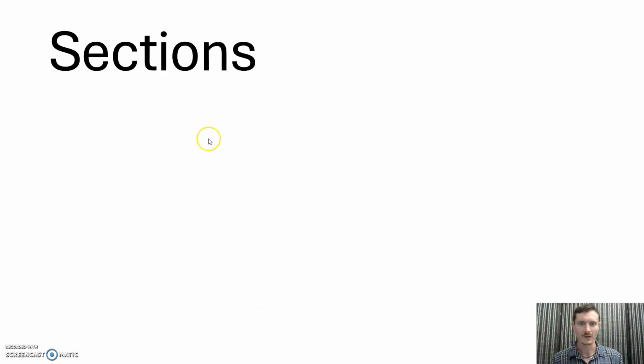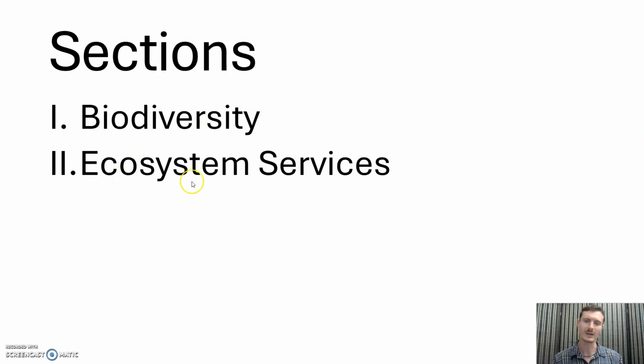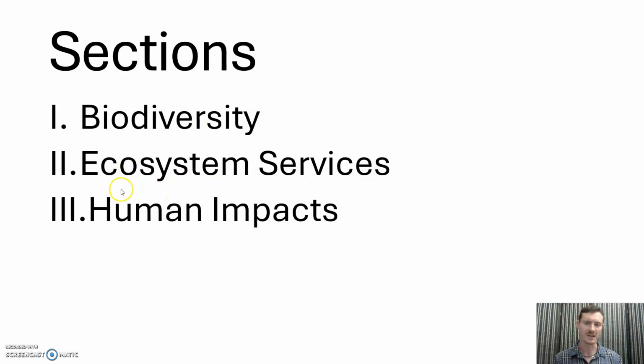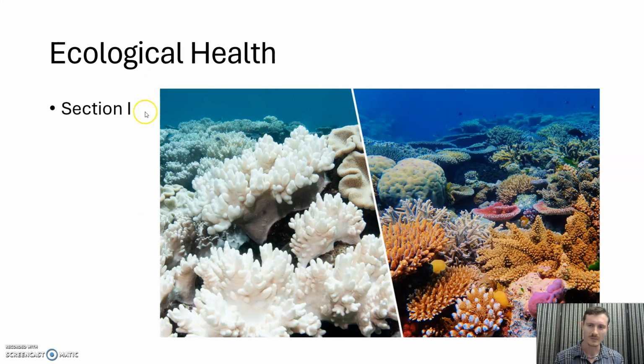Okay, so what are the sections for these videos? So first is going to be biodiversity. We do ecosystem services, the benefits to human beings, the economics. We'll talk about human impacts in detail, and then finally we do biodiversity in Arizona. Okay, so we will get to our first section, right? So ecological health and biodiversity in section 1.